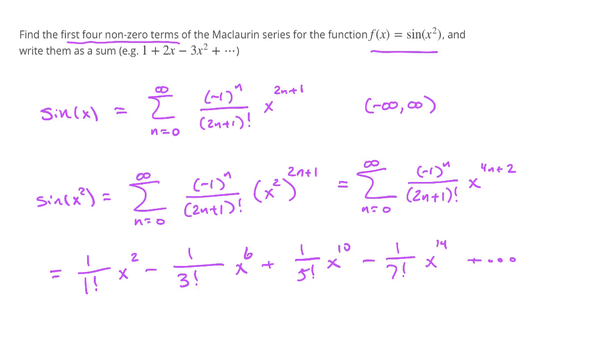So the first four non-zero terms of our expansion are then x squared minus 1/6 x to the 6th plus 1 over 120 x to the 10th minus 1 over 5040 x to the 14th plus higher order terms. And so we have the power series expansion for the sine of x squared.